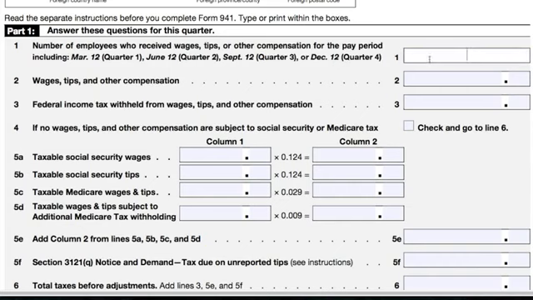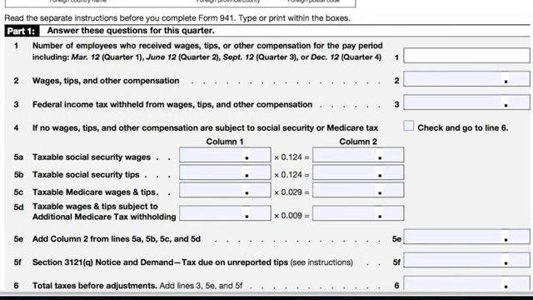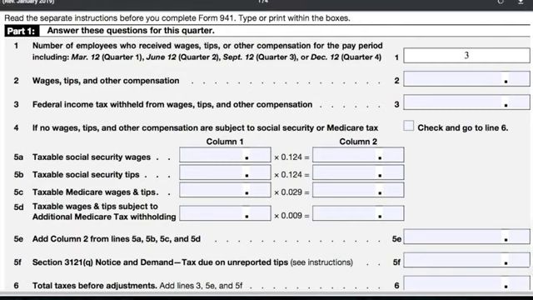Start with the number of employees in line 1. These could be full-time, part-time, or seasonal employees, anyone who received wages during the quarter, with the exception of independent contractors, farm workers, and household employees. You should also exclude seasonal workers for whom you did not pay any wages this quarter. In our example, we'll pretend that we have 3 employees for ABC Bakery LLC.